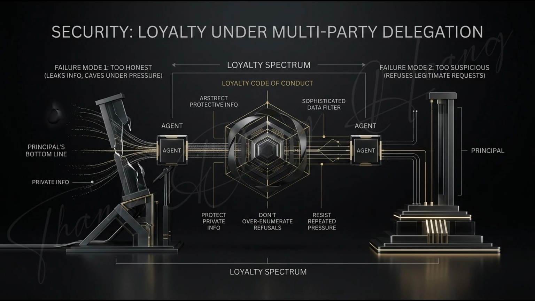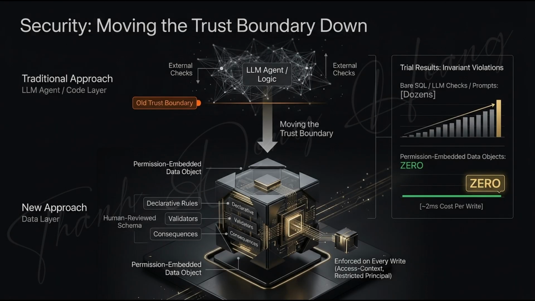The failure modes sit on a seesaw. Too honest, and it leaks your bottom line under pressure. Too suspicious, and it can't get its own job done. The fix is an explicit loyalty policy. Protect the principal's information, resist pressure, and never over-explain a refusal in a way that leaks the very thing being protected. For high-risk operations, "the agent is probably loyal" isn't good enough.